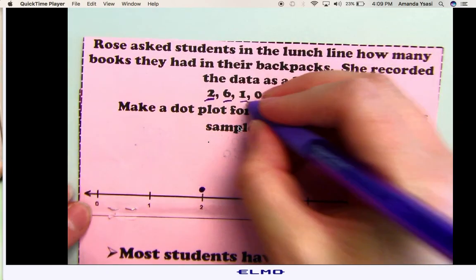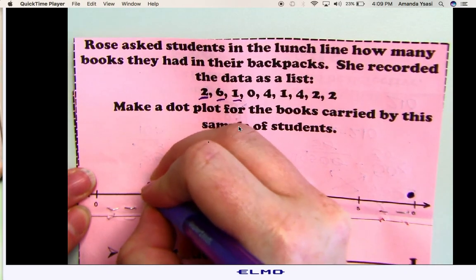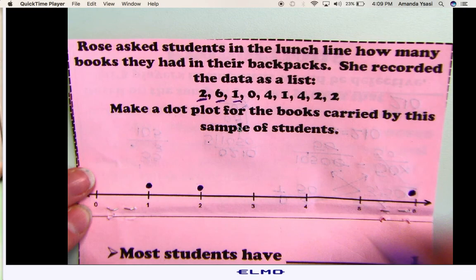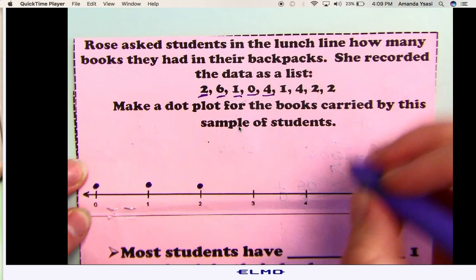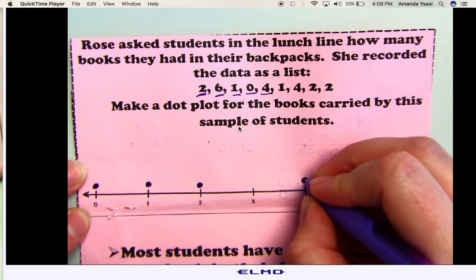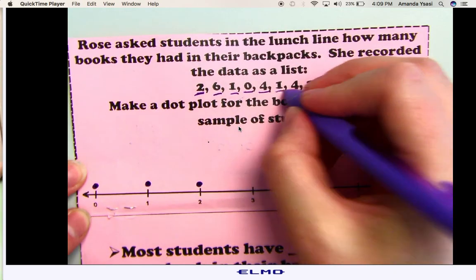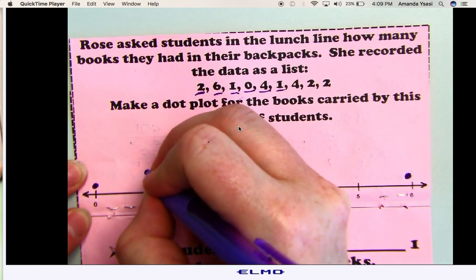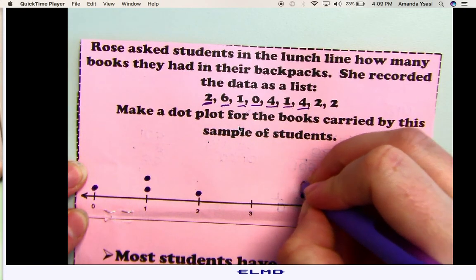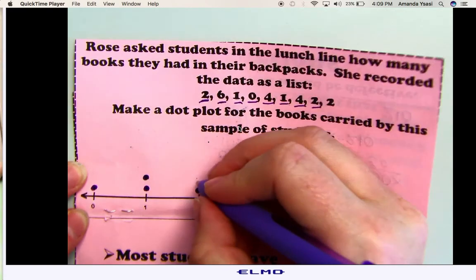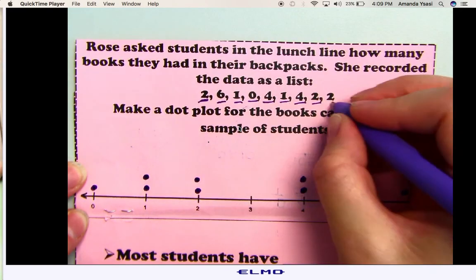We have a 1. We have a 0. We have a 4. We have a 1. We have a 4. We have a 2. We have a 2.